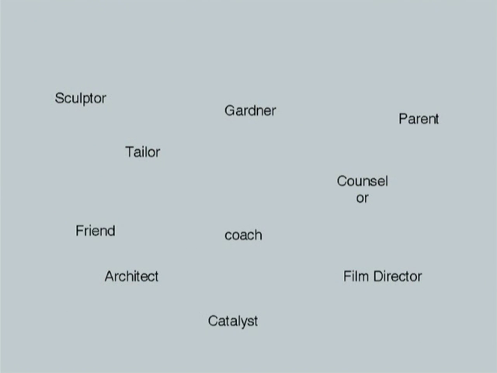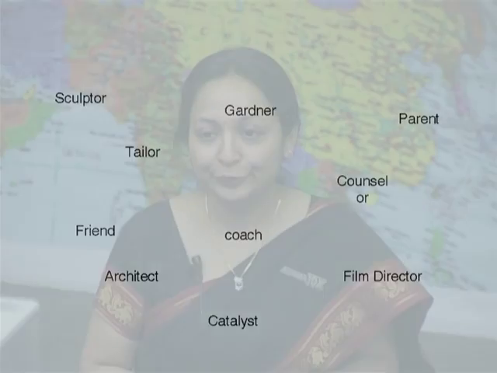Yes, I can read it also. The first one is culture. The other one is gardener. The third is a parent. Fourth is a counselor. Fifth is a tailor. Sixth is a friend. Seventh is a coach. Eighth is an architect. Ninth is a film director. And the last one is a catalyst. Which metaphor would you choose for yourself in your role as a facilitator?